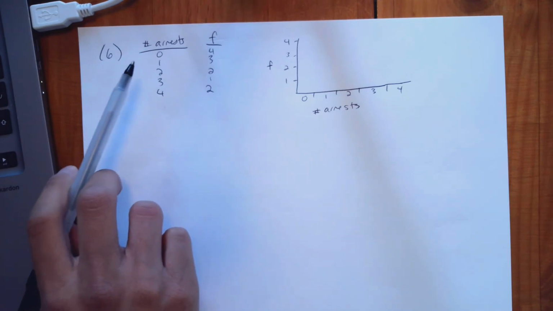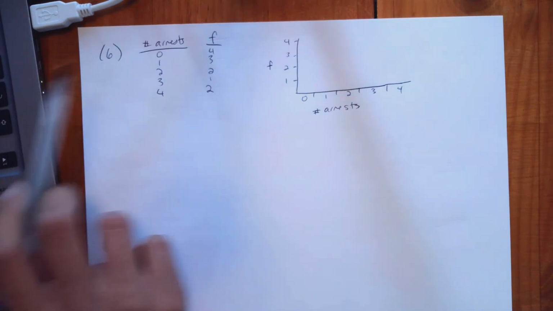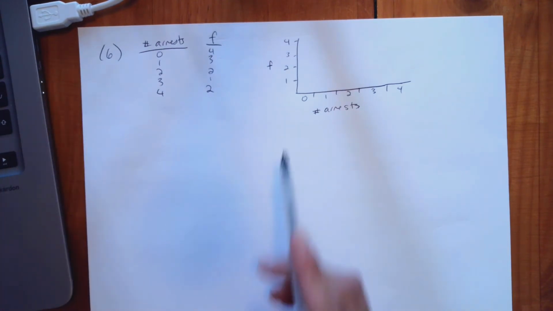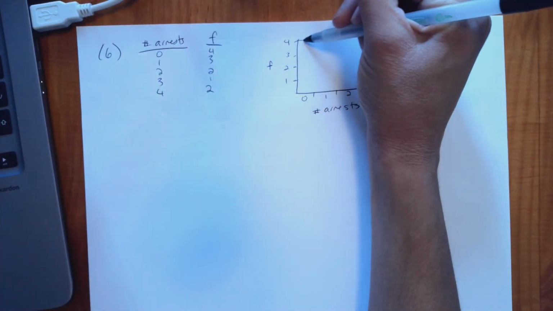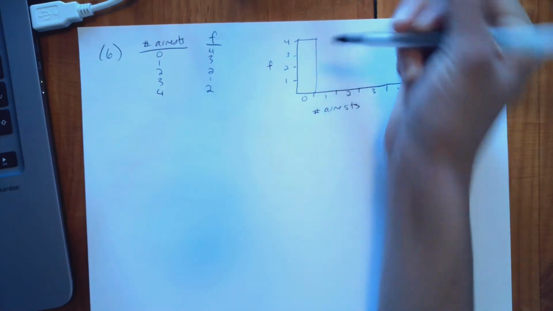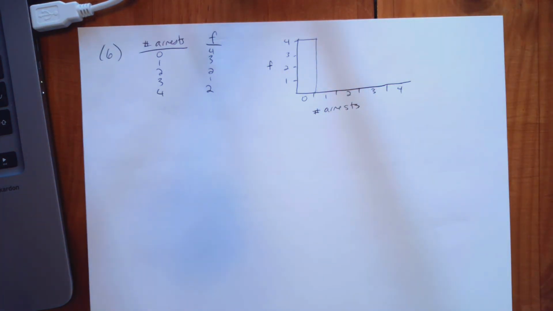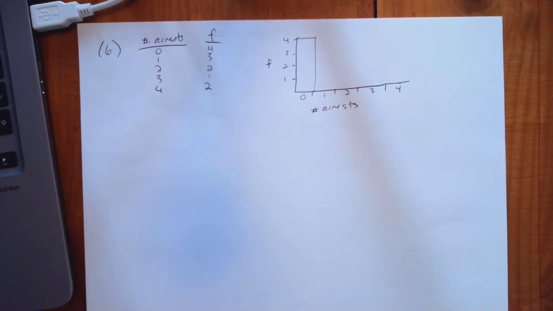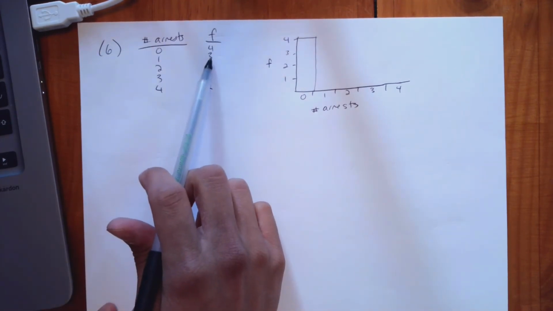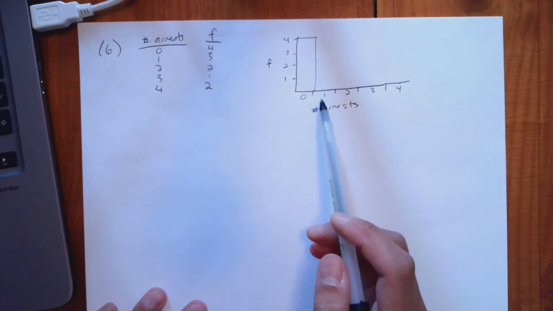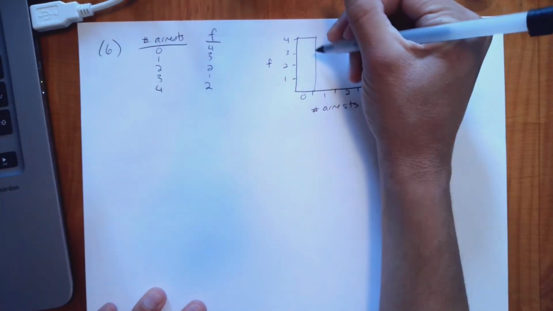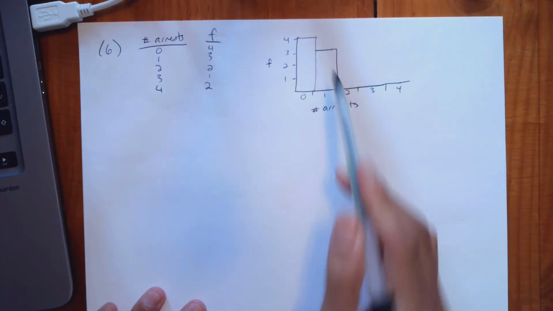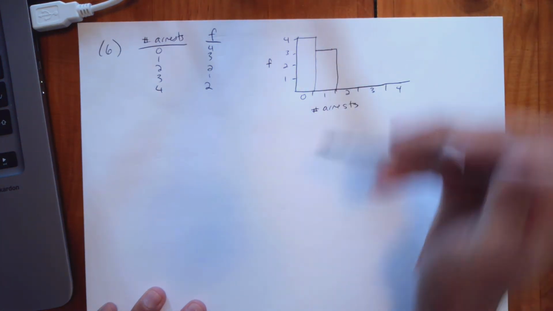So in our sample we have 4 people who have 0 arrests. So we're going to go over to 0 arrests here, and we're going to make a bar that goes up to 4. This tells us that in our sample, the number of people who have 0 arrests is 4. We have 3 people with 1 arrest. So we're going to go over to 1 arrest on our x-axis, and we're going to make a bar that goes up to 3.